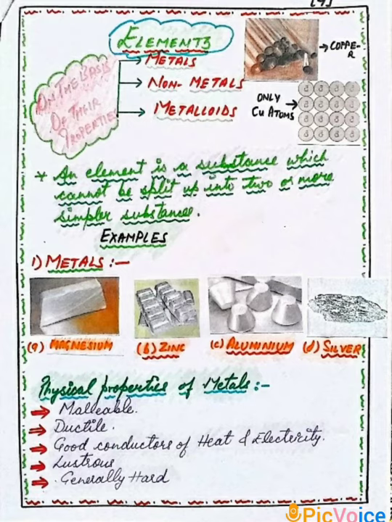Fifth, metals are generally hard except sodium and potassium, which are soft metals. Most of the metals are hard, but all the metals are not equally hard. The hardness varies from metal to metal. Most of the metals like iron, copper, aluminium, etc. are very hard. They cannot be cut with a knife. But there are some exceptions. Sodium and potassium are soft metals which can be easily cut with a knife.